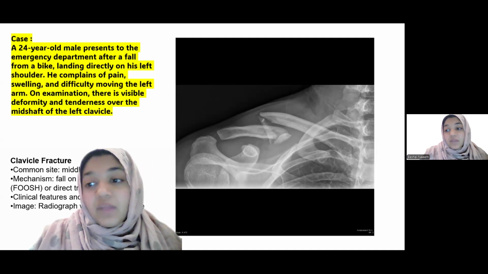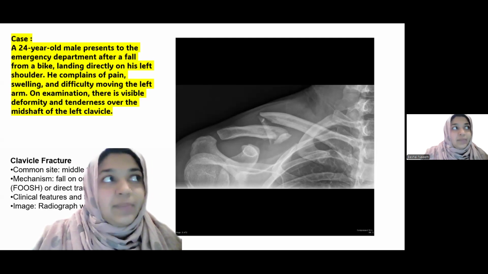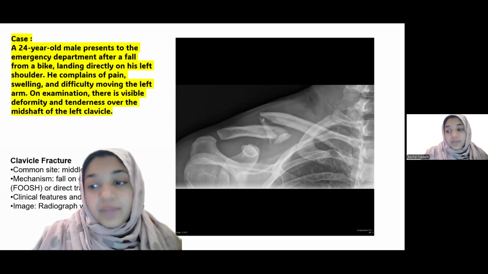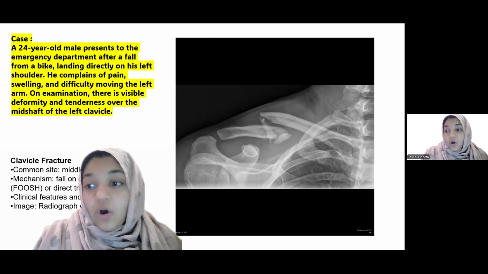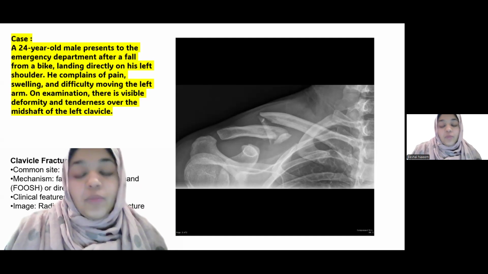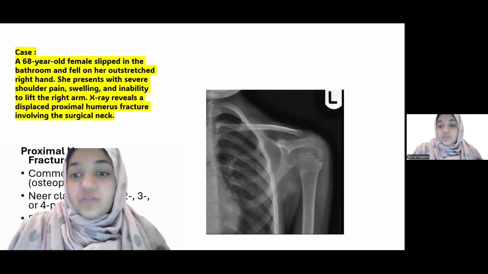Now, we basically use ORIF in displaced, unstable, or complicated fractures where conservative methods like bandage, sling, or casting are not enough, right? So ORIF is only indicated in clavicle fractures if there's an open fracture, or if there's a neurovascular compromise, or if there's severe displacement or comminution, or if you see that there's a risk of non-union. Moving on, the next fracture we have is a proximal humerus fracture.